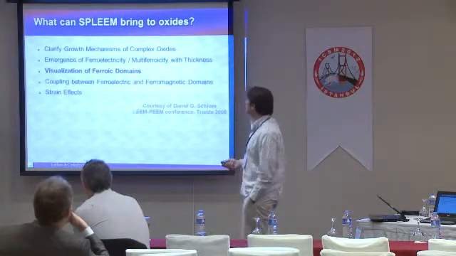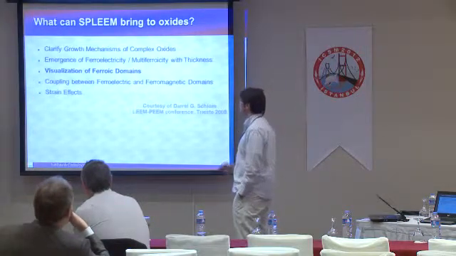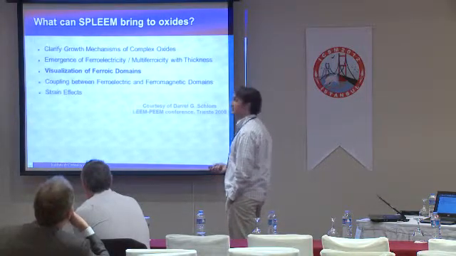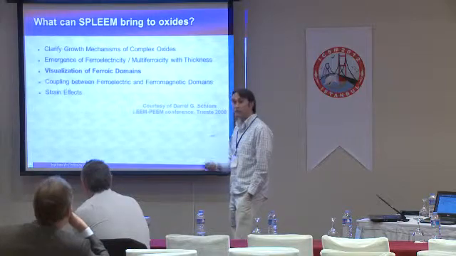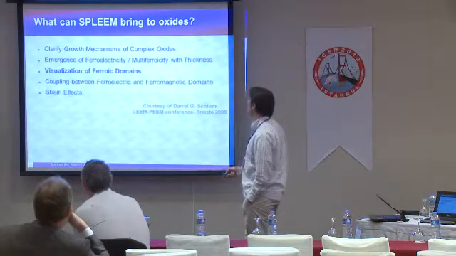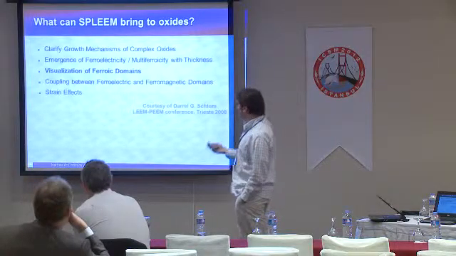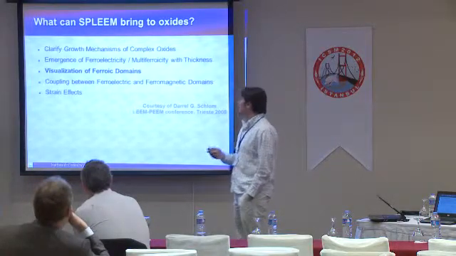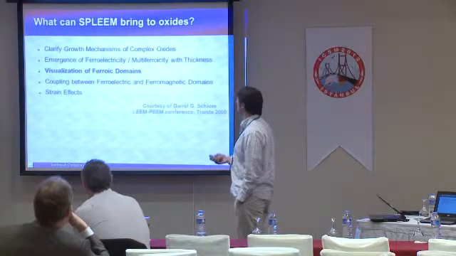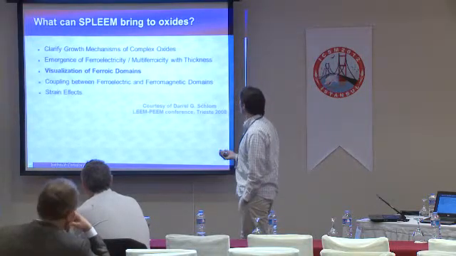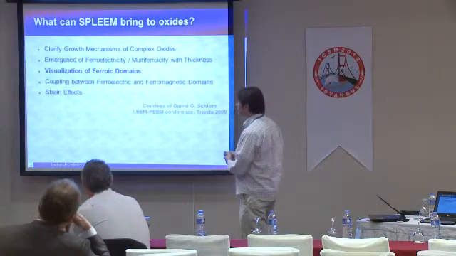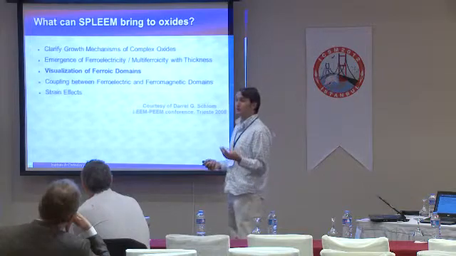So what can spin bring to the world of oxides? Well, for one, it can clarify the growth mechanisms of complex oxides, because you can watch them grow from the very first atomic layer as you're growing. And because of that, you can also check the point at which you get the emergence of, for example, ferroelectricity and multiferroicity or ferromagnetism as a function of thickness in the desired system. Because one is able to visualize the ferroic domains.